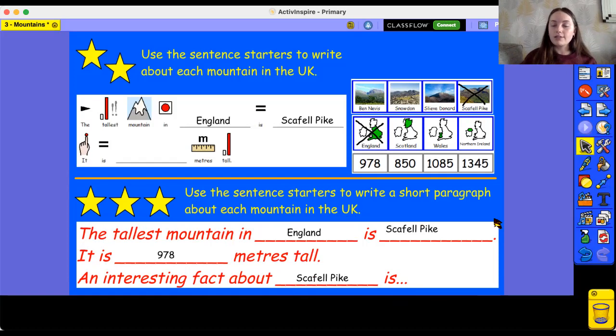I hope that all makes sense, and I'm really excited to see the work that you do for geography today. This is the work that we're wanting everybody to send in. Okay, so everybody is expected to send in the work that they do from this lesson today.